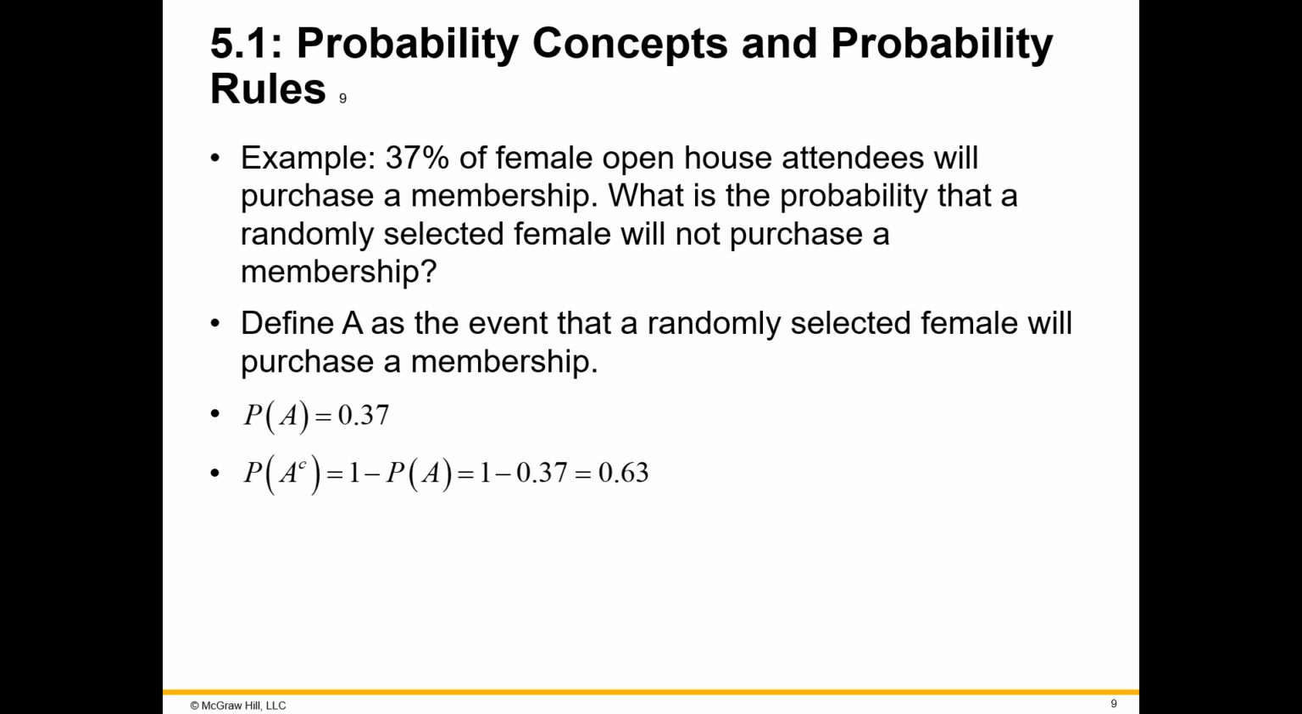Well, what would be the complement of that? There's only two outcomes right here. It's binary. They either do or they don't. So if there's a 37% chance of a female purchasing a membership, then that means there has to be a 63% chance of it not happening. Since these are the only two outcomes, they have to add up to the full 1 or 100%. So for the complement rule, if you know the probability of one event happening, then 100% minus that probability has to be the probability of it not happening.